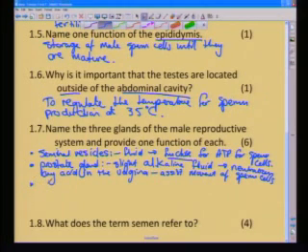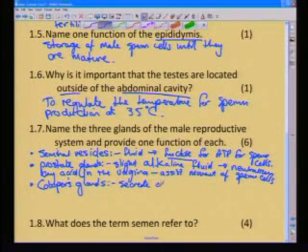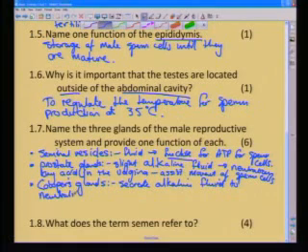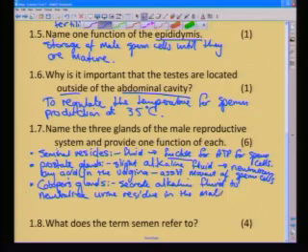And then that's the prostate gland, and then we look at the Cowper's gland, or glands. And the Cowper's glands are going to secrete alkaline fluid to neutralize urine residue in the male urethra.